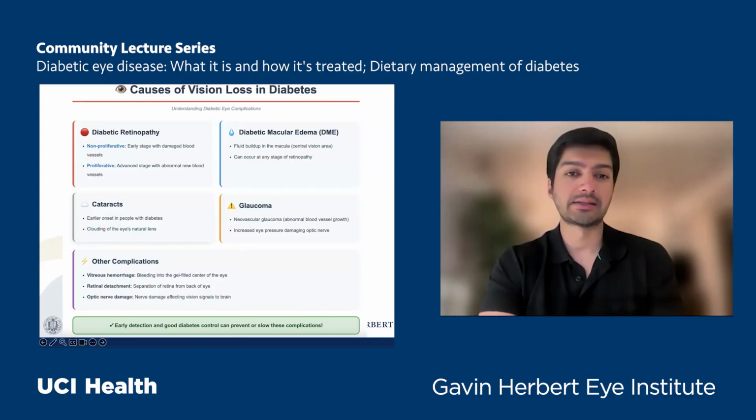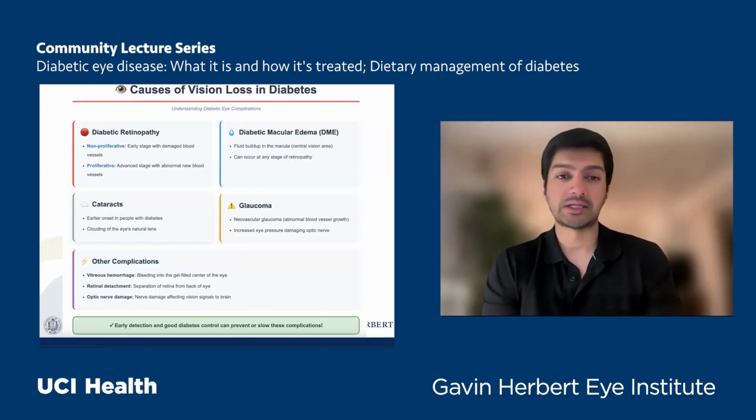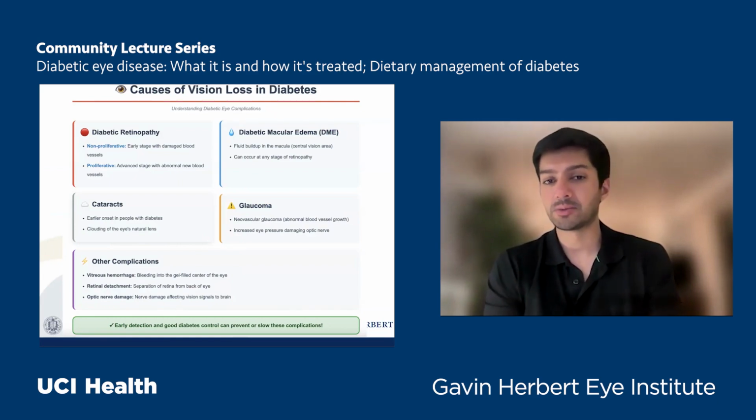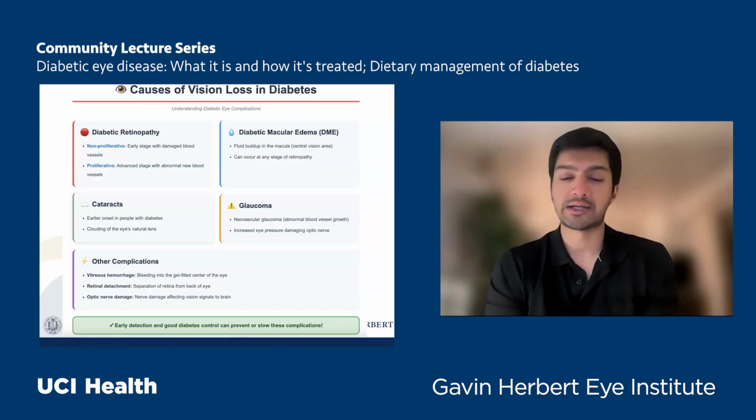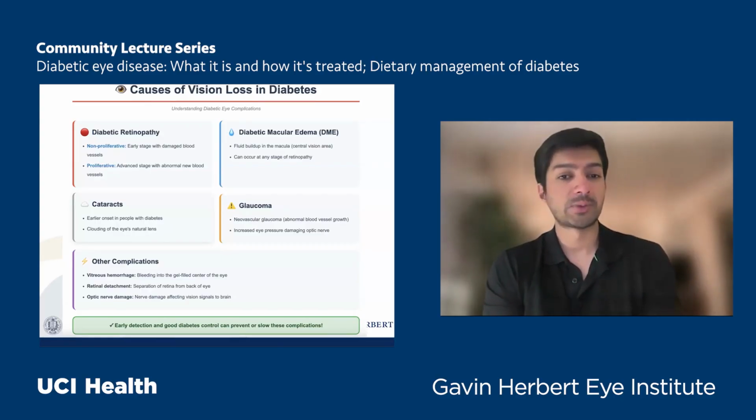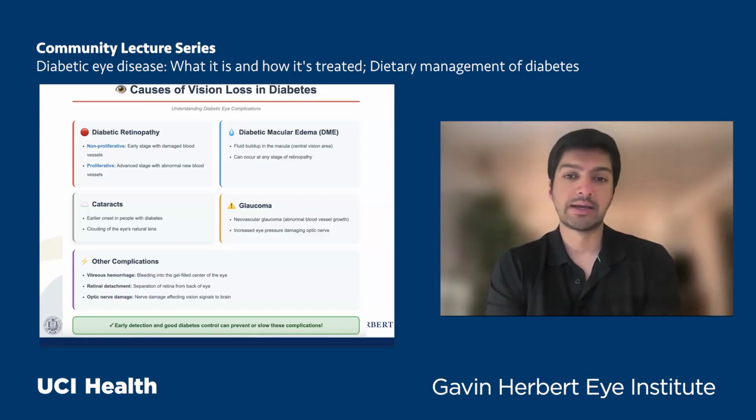And that is essentially there's a non-proliferative stage, which is a non-bleeding stage in terms of new blood vessels, and there's a proliferative stage. There's diabetic macular edema, which we'll also get to in a moment. Cataracts, everyone develops cataracts as we get older. That's when the lens inside your eye, the natural lens, starts to get cloudy as we get older. And that happens earlier in patients with diabetes due to multiple reasons.